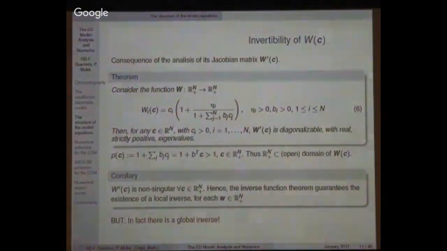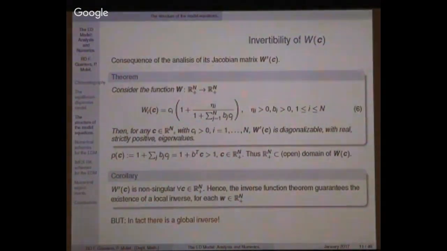So we can prove that for any vector of concentrations, such that all the concentrations are strictly positive, the Jacobian matrix is diagonalizable with real strictly positive eigenvalues, okay? So here's some notation that allows me to write less in the following transparency. The denominator here, I call it P of C. Note that whenever I have just one component which has a positive concentration, this thing here is larger than 1. So the set of interest is contained in the open domain of this function here, okay?